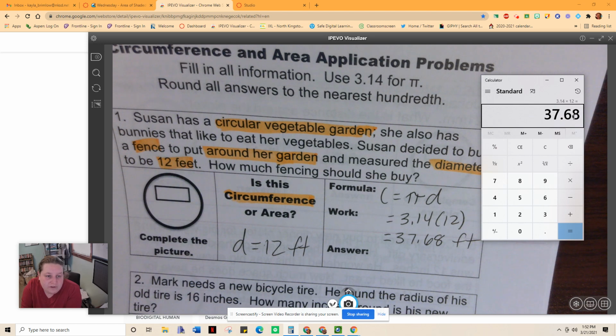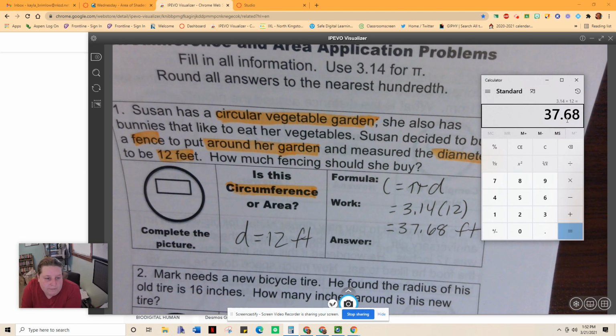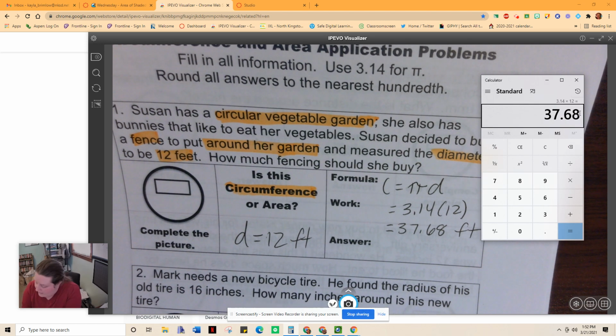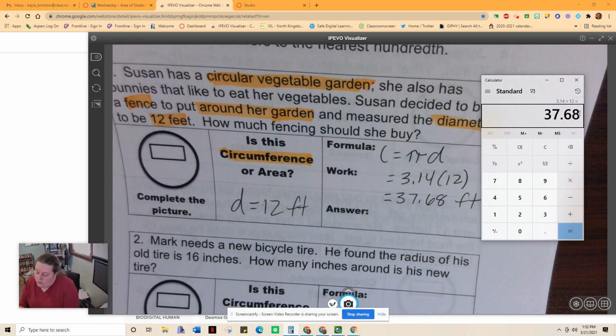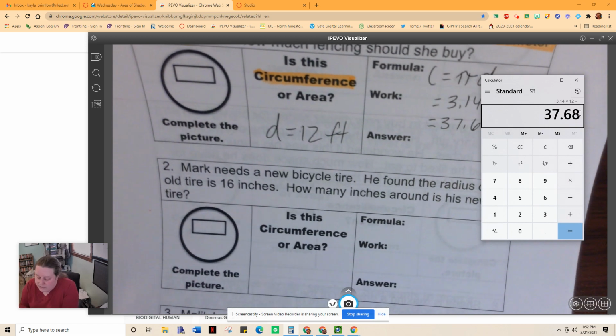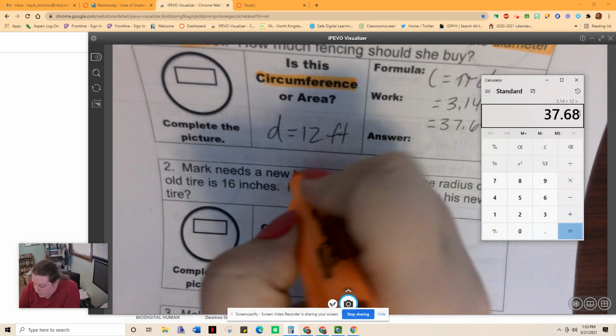Hundredths place is 2 digits after the decimal point. So we have tenths, then we have hundredths, and we need to make sure we label. And it's just feet because we're not talking about space or square something. So it would just be feet. All right, next problem. Mark needs a new bicycle tire. He found the radius of his old tire is 16 inches. How many inches around is his new tire?